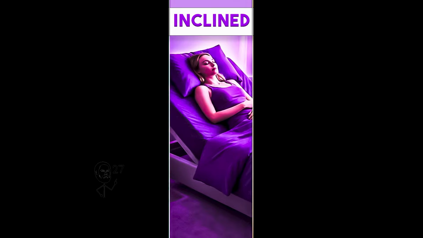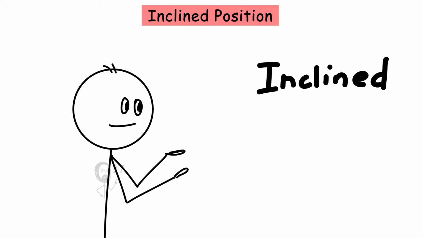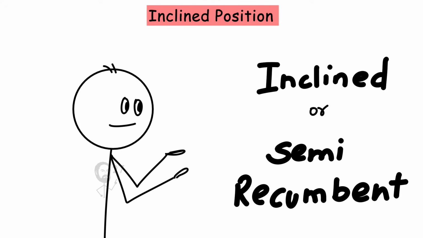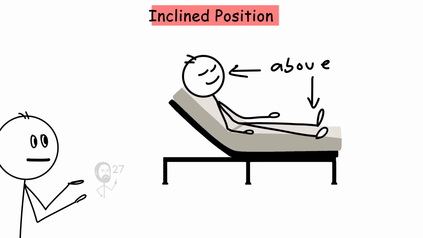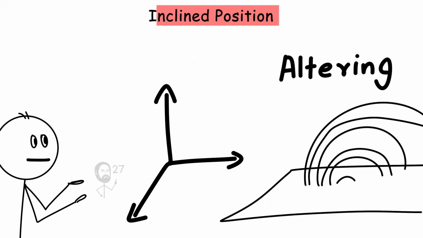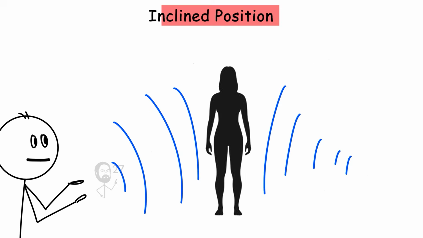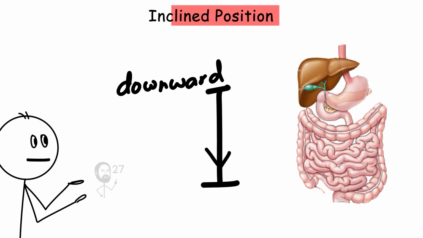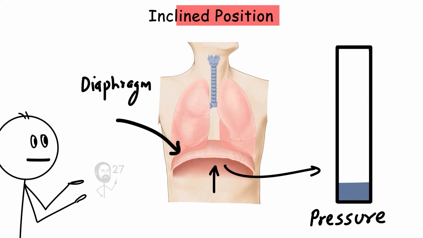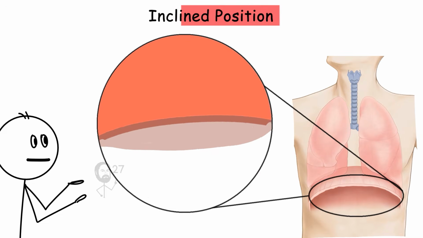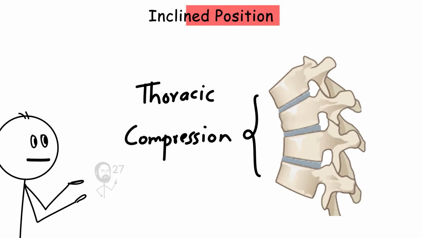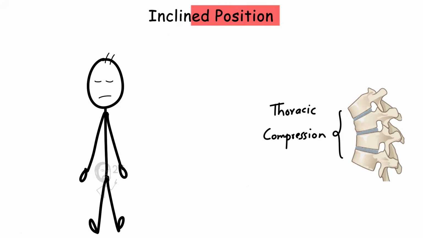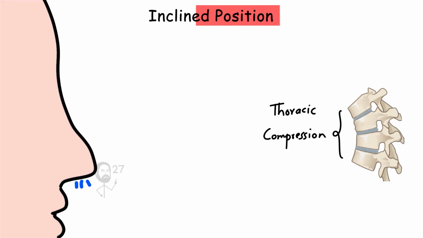Incline position. In the inclined or semi-recumbent position, the upper body is elevated relative to the lower body, altering the direction and magnitude of gravitational forces acting on internal structures. This elevation shifts abdominal organs downward, reducing upward pressure against the diaphragm and allowing more efficient diaphragmatic excursion during sleep. Thoracic compression is reduced compared to flat positions, which can stabilize breathing mechanics.